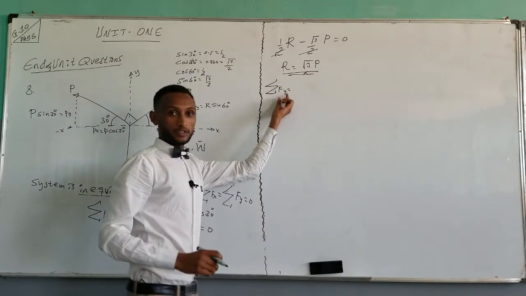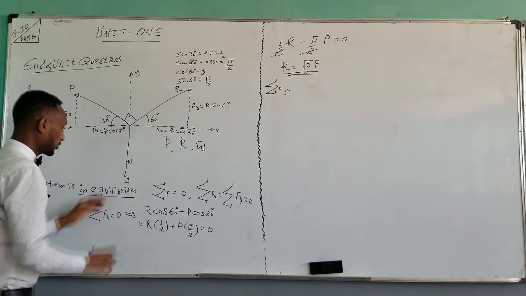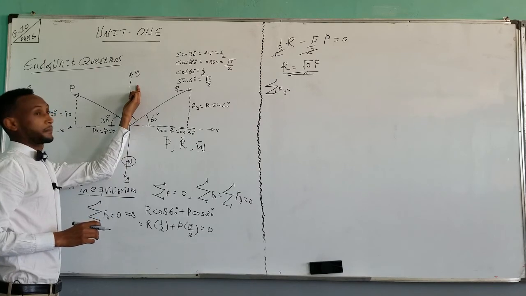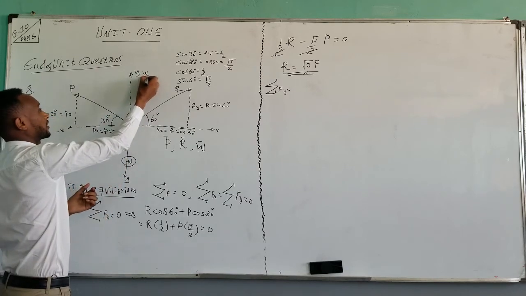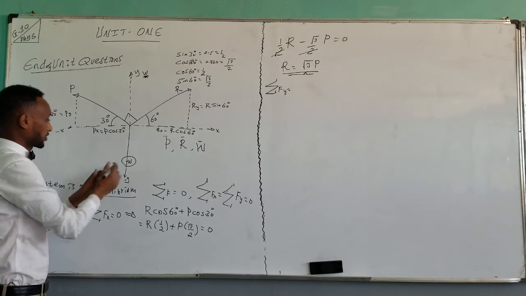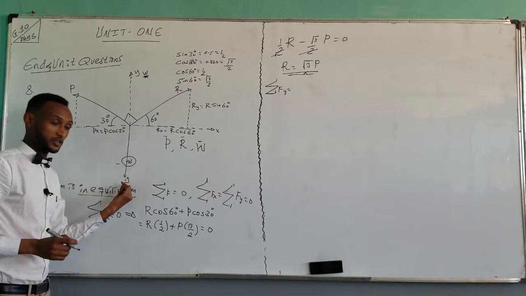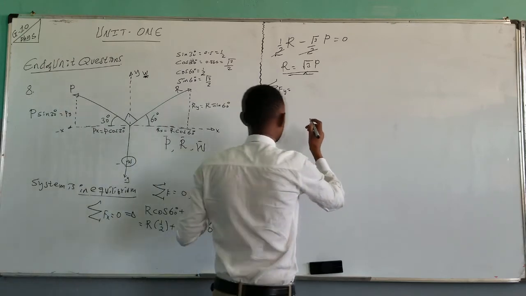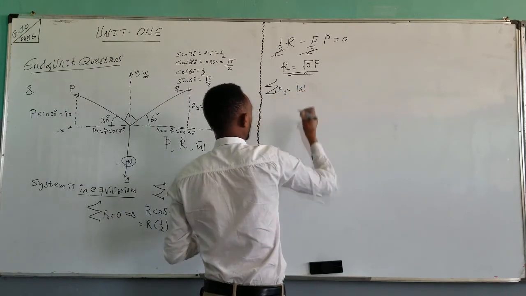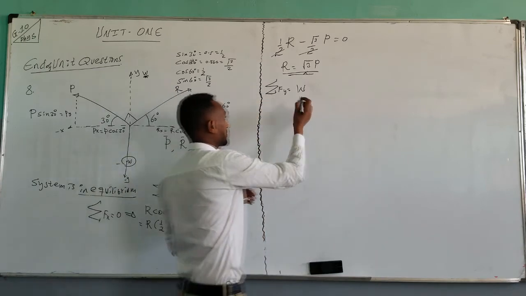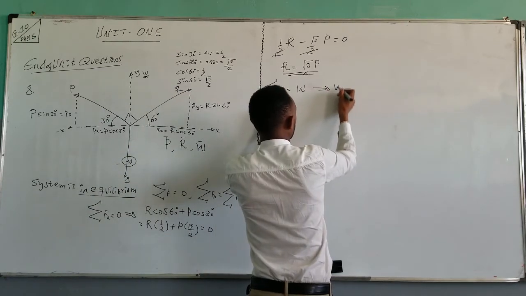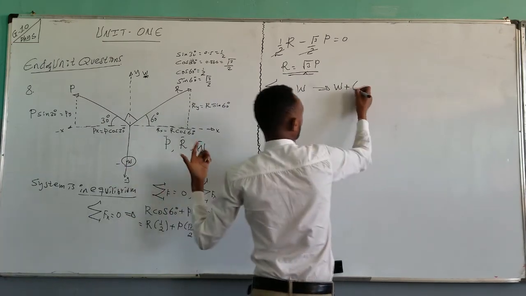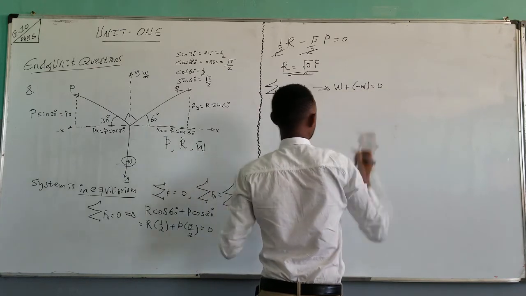Let's see the y component. Since the system is in equilibrium, in the y component we have a negative W here. That means in this case we have a vector W. Since it is in the negative direction, the summation of the y component net force gives W. The net force in this direction is minus W, which is equal to 0.